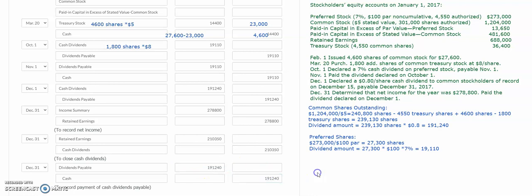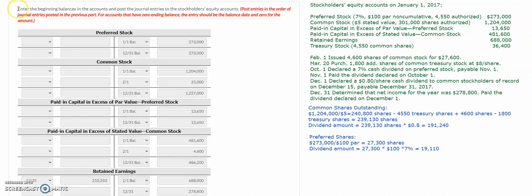And once you've recorded the journal entries, you will want to go ahead and record all of these into the T accounts. So you're going to enter in the beginning balances and post the journal entries to the stockholders' equity accounts. And you will go through line by line with our journal entries and make sure that you've included all of these amounts. If you'd like to pause the video just to make sure that you have time to do all of these, if you want to look up whether the balance belongs on the debit or credit side, I recommend doing so.